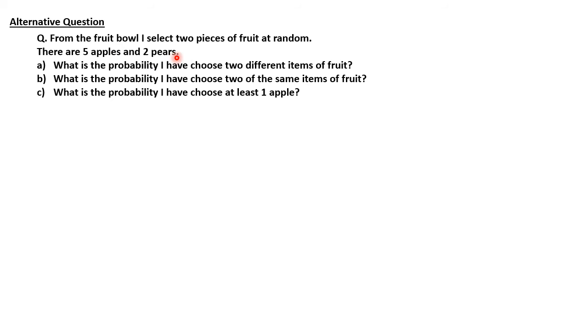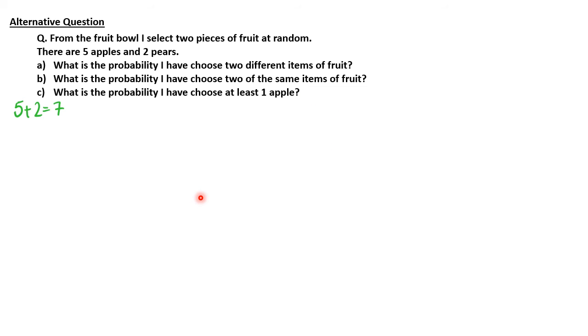I've got a fruit bowl, I'm going to take 2 bits of fruit out, there's 5 apples, 2 pears, and then I'm asked to look at the probability I have 2 different items of fruit, 2 items of fruit that are the same, and that I've got at least 1 apple. So 3 things to do after, but the first thing I need to do is draw out my tree diagram.